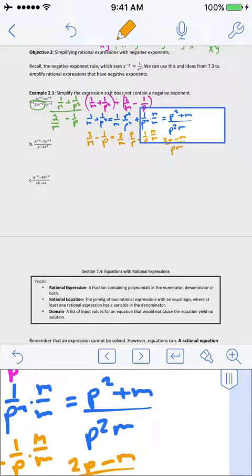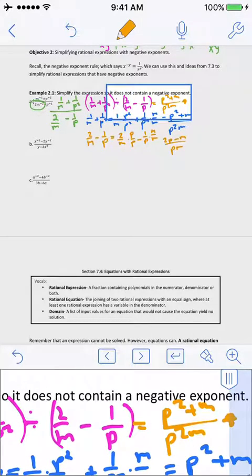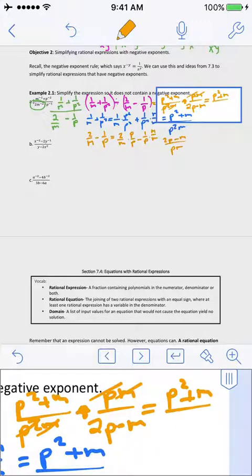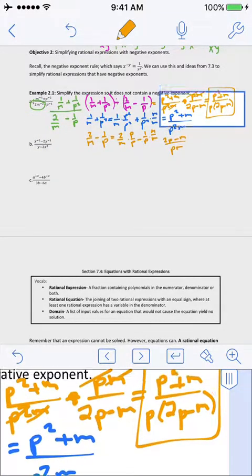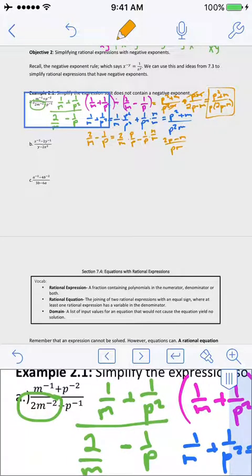Now I have to divide these two. So p squared plus m over p squared m. We'll change this to a multiplication by multiplying by the reciprocal, so pm over 2p minus m. The only thing that's going to cancel is an m and an m and a p and a p, so I'm left with p squared plus m over p times 2p minus m. Since neither one of those is going to be a special case or factorable, that is our final answer. It's the same thing as the last problem, you just have to change it first.